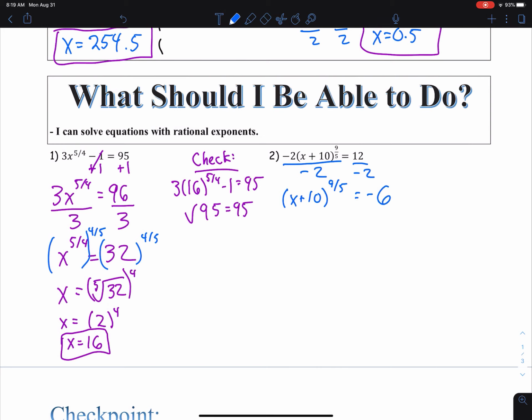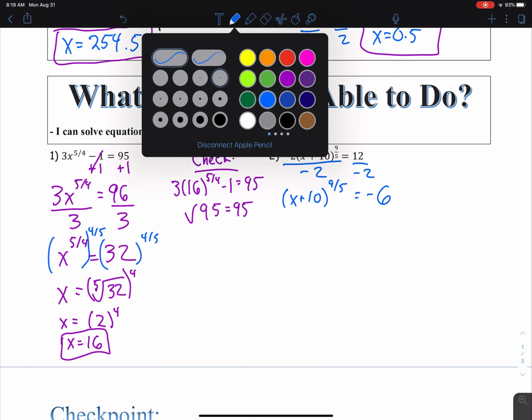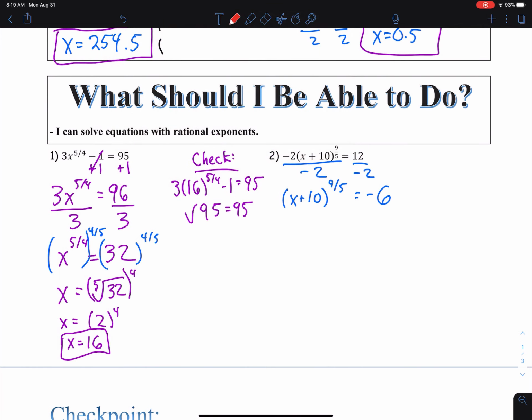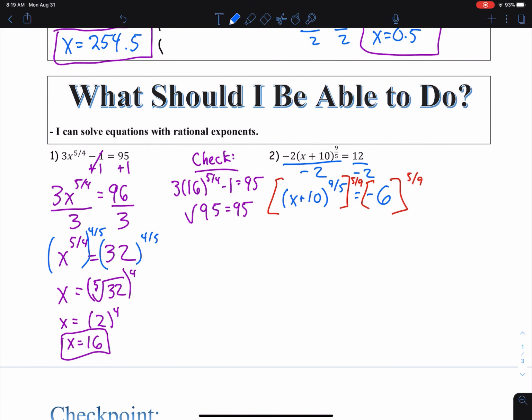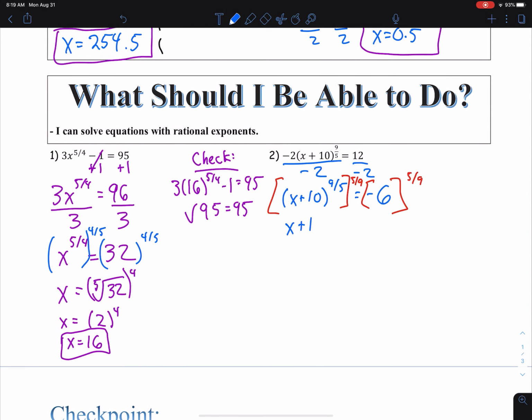Now look at that left side. We now have the x plus 10 is all being raised to 9 over 5, and that's it on that side. So I'm going to raise both sides to the reciprocal power, which would be to the 5 over 9. Make sure you do it on both sides. That cancels out the exponent on the left, and now we're just left with the x plus 10, so the x is almost by itself, equals negative 6 to the 5 over 9 power.